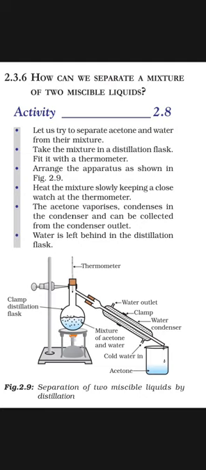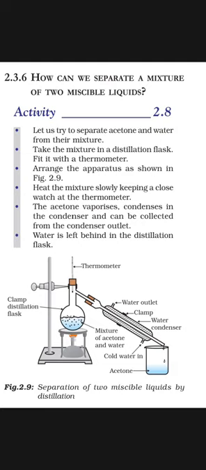So if you have a mixture of acetone and water, how do you separate that? The basic principle involved here, in this entire apparatus that has been shown, is the difference in their boiling points. That is something you must understand. What is the boiling point of water? The boiling point of water is 100 degrees Celsius. And what is the boiling point of acetone? It is less than that. It is 56 degrees Celsius, right?